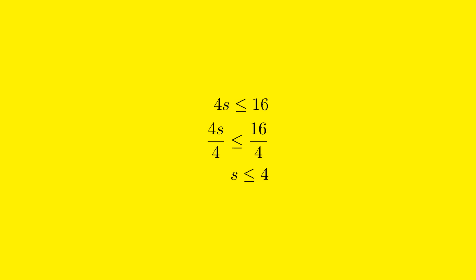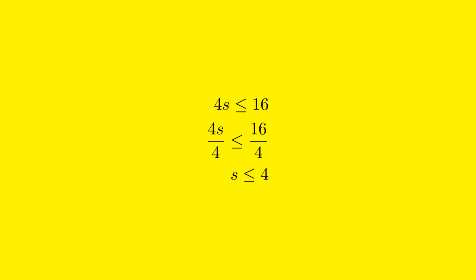This is because any number divided by itself equals 1, so multiplying s by 1 leaves us with just s. On the right side, we have 16 divided by 4, which equals 4. Now, the inequality is transformed from 4s is less than or equal to 16 to s is less than or equal to 4. This means that s can be any value less than or equal to 4.